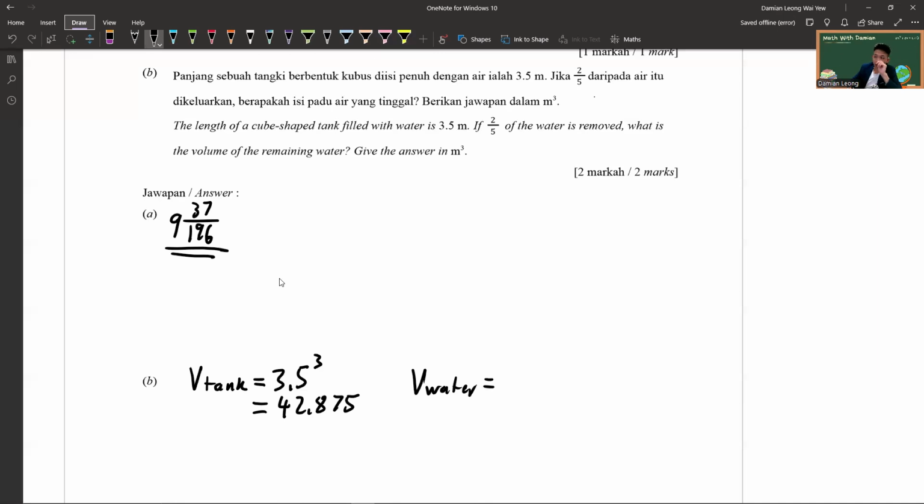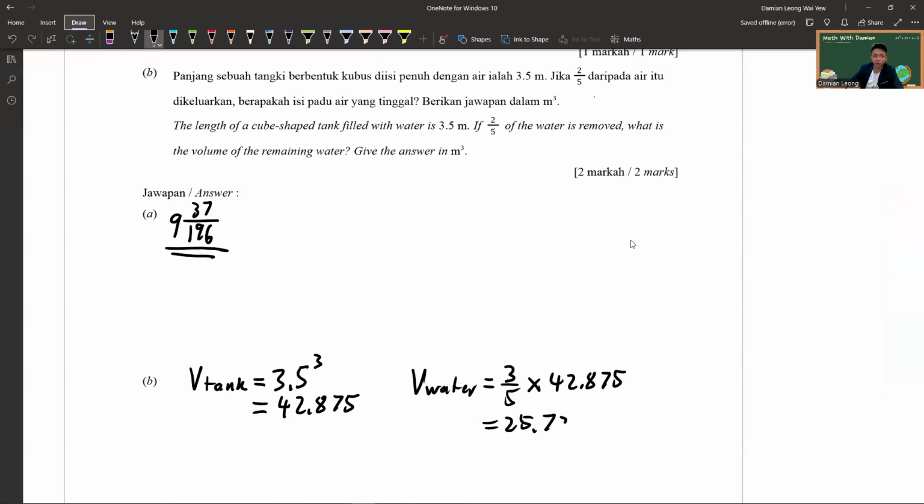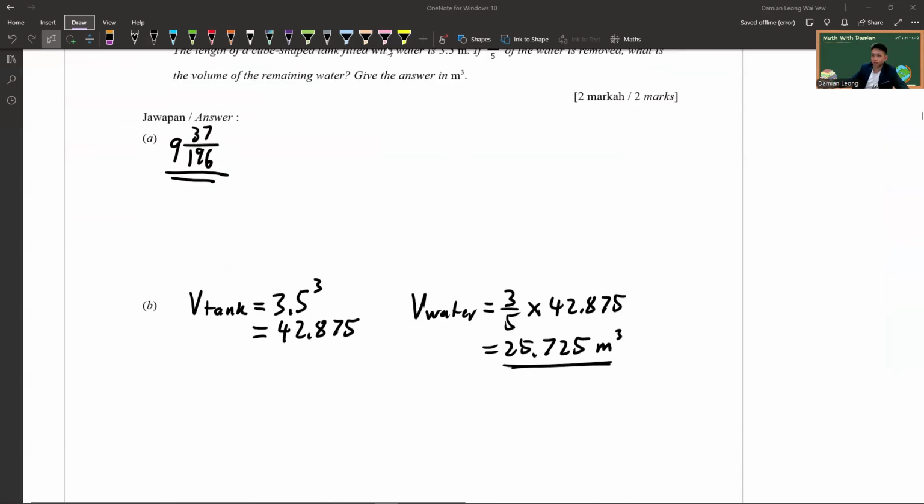So the volume of the remaining water: 2/5 is removed, means the leftover is 3/5. So we take 3/5 times 42.875, we get 25.725 meter cubed. That's it. That is question 1.